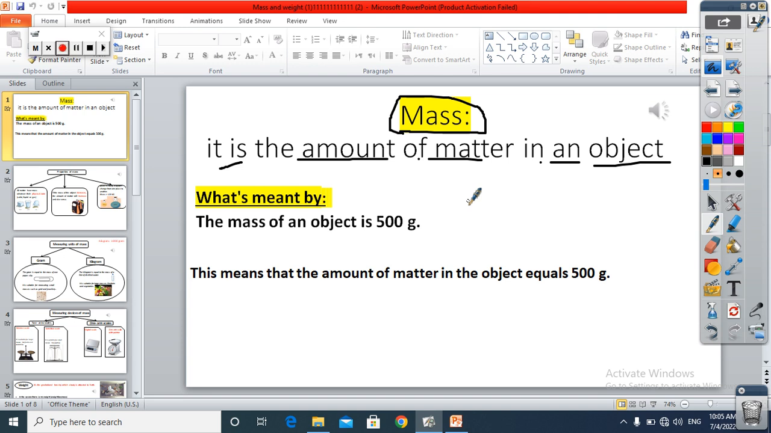If I ask you what is meant by the mass of an object is 500 grams, you will answer with the definition of mass. This means that the amount of matter in the object equals 500 grams. Excellent. Okay.